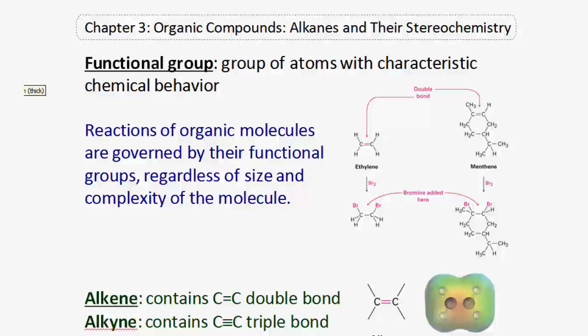Welcome to our Chapter 3 lecture. We're going to talk about alkanes in this chapter and their stereochemistry. So we'll be dealing with what alkanes are, their properties, how to name them, as well as the way their atoms are arranged in 3 dimensions.